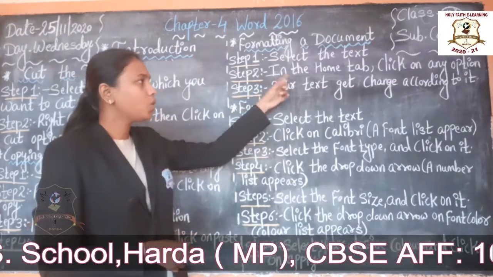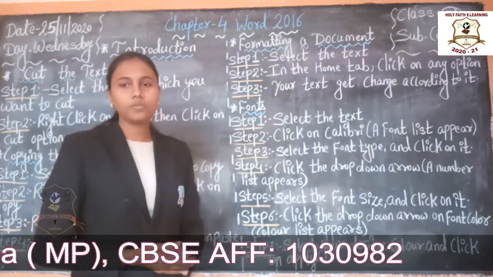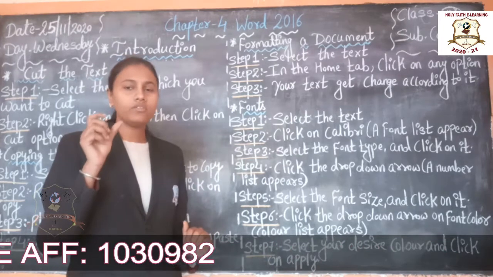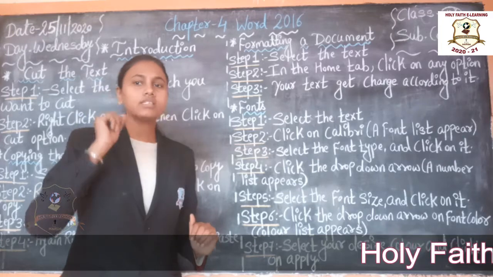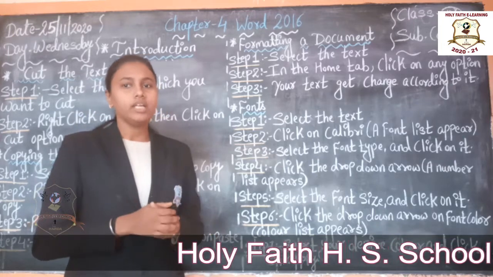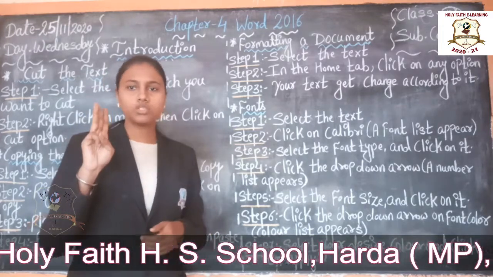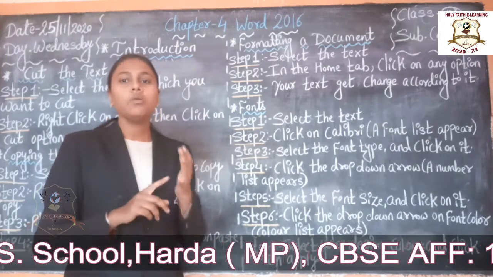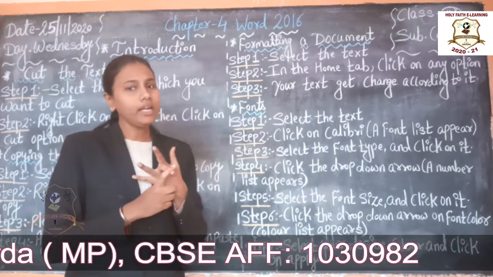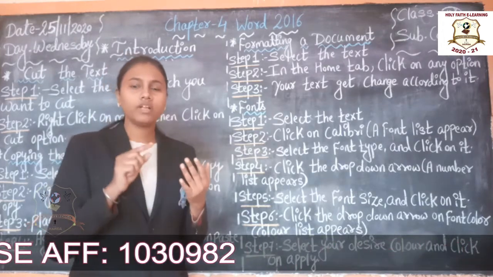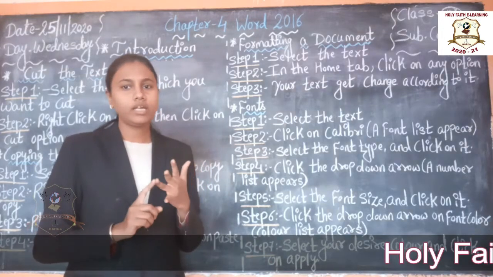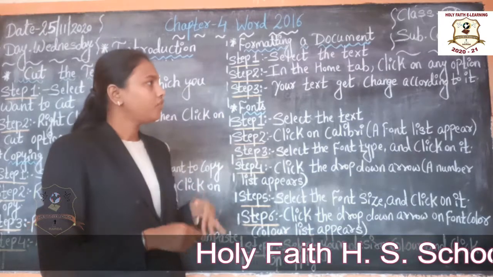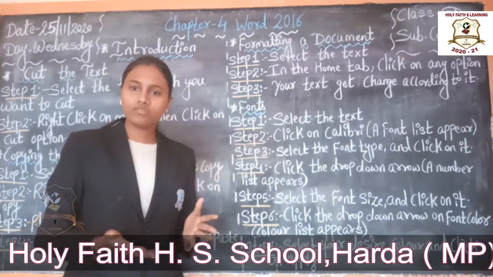Second step, in the Home tab, click on any option. Where will you get the Home tab? You will get the Home tab on the top of the screen, in the corner. There you will see three options. What are the three options? Bold, italic and underline. It means you will get B, I and U. Now from there you can select any of the options.